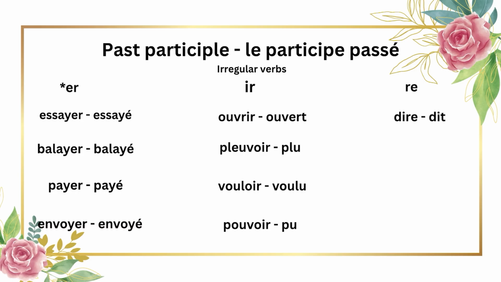Or in the case of irregular re verbs, dire, to say, becomes dit. Lire, to read, becomes lu. Prendre, to take, becomes pris. And rire, which means to laugh, becomes ri. Therefore, in order to form the past participle for the irregular verbs, one must memorize the past participle.